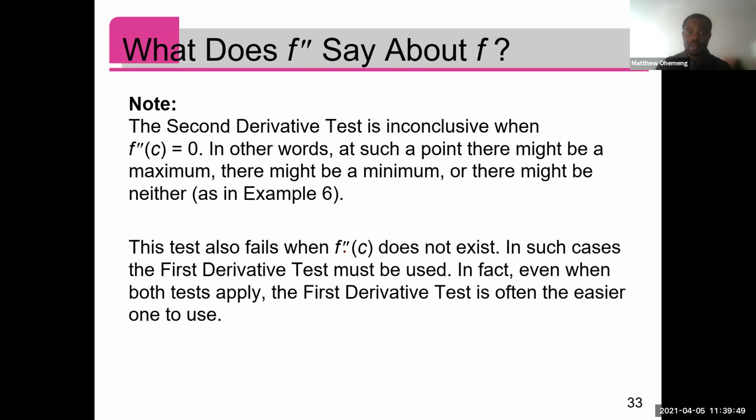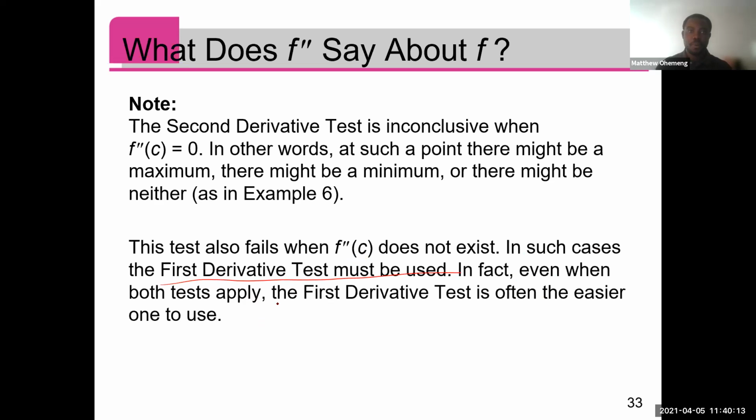So the test fails when the F double prime of C does not exist. That's also another reason why we favor the first derivative test, right? You cannot use the second derivative test when the second derivative does not exist. In such cases, the first derivative test must be used, right? In fact, even when both tests apply, the first derivative test is often the easier one to use. And that's all on this.